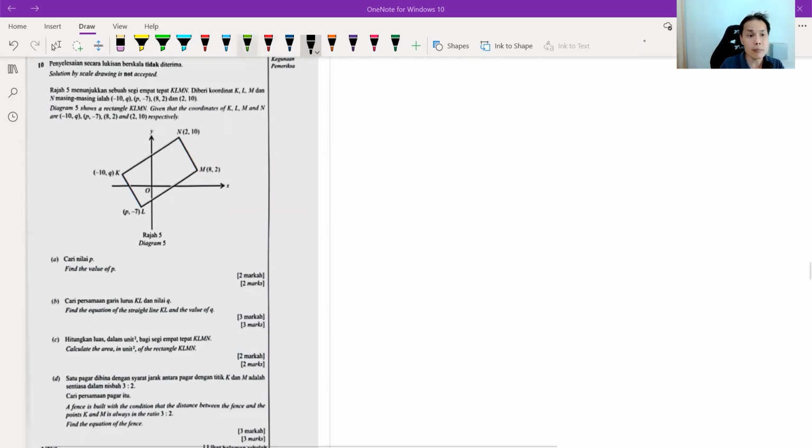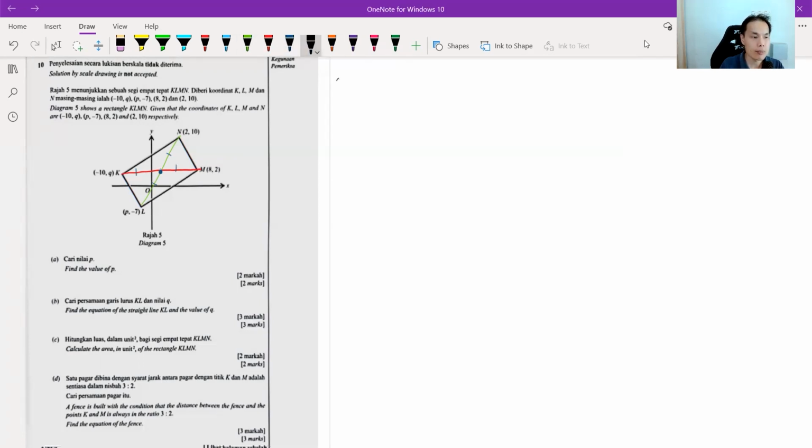Now, notice the first thing about a rectangle. A rectangle is actually a family of parallelogram. That is, the midpoint of the diagonal, let me draw the diagonal, they must be the same. The midpoint of the diagonal is in the middle here. Yeah, the midpoint of KM must equal the midpoint of LN. So I need to find the coordinate point P.